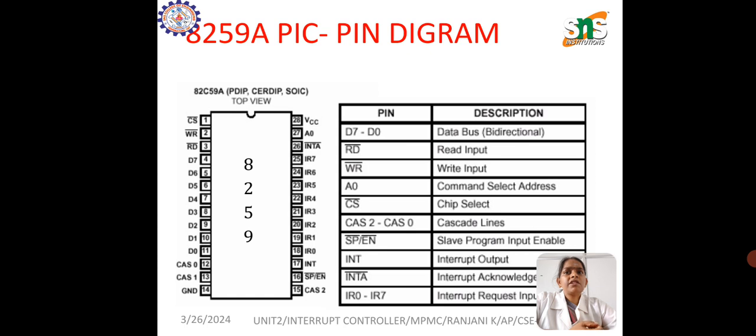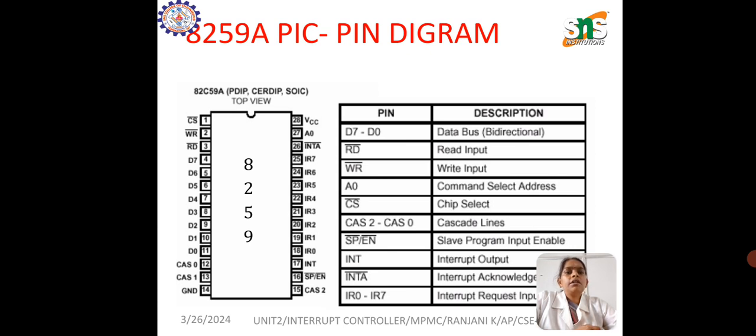Okay, next is RD. RD is an active low input pin that is activated by the processor to read the status information from the 8259. And next is your write, that is your WR. It is an active low input pin which is activated by the processor to write the control information to the 8259. Next is your chip select. For selecting the chip, it is an active low input pin. And next is your A0. A0 is an address input pin used along with the read and write, which is used to identify the various command words.